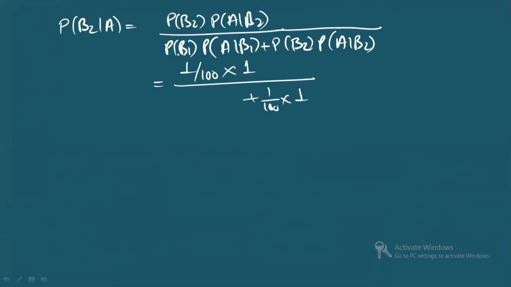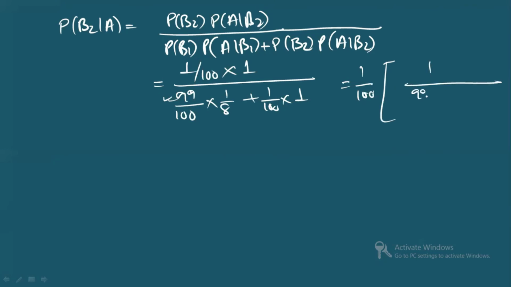Now in this case, probability of selecting a fair coin: total fair coins are 99, and total number of coins is 100. So this is into 1 by 8, same. So it is giving you 1 by 100. Here you will get 99 by 100 into 1 by 8, plus 1 by 100. So ultimately you can write 1 by 100.